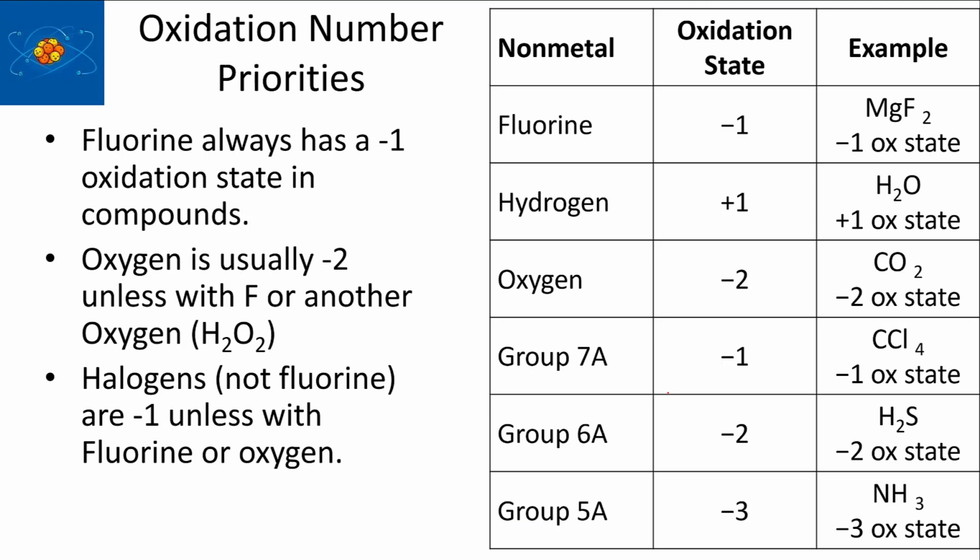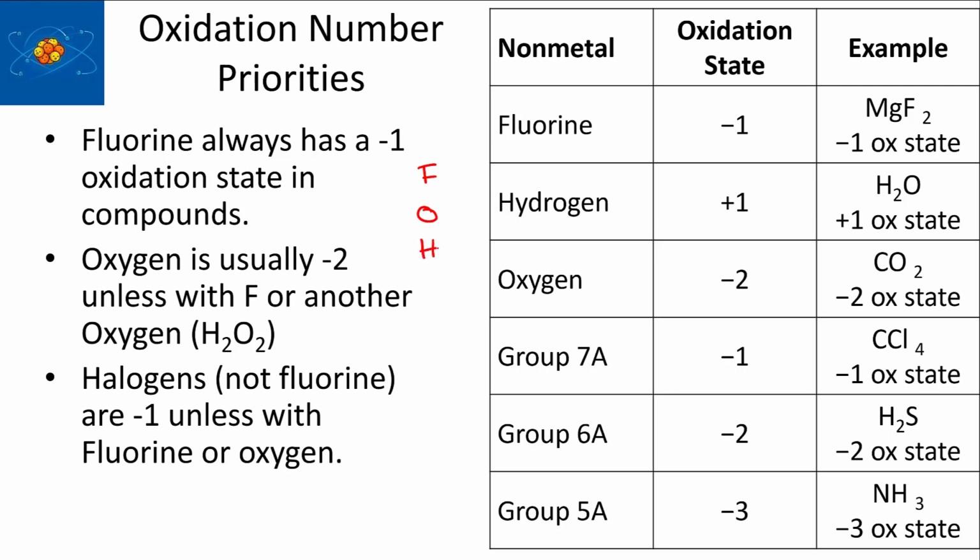Now there are some rules, and it gets a little bit confusing. I try to simplify it a little bit. Essentially, these are the rules from the book, but fluorine is always -1. Oxygen is always -2 unless it's with fluorine or unless it's with another oxygen. Now, halogens are always -1 unless they're with fluorine or oxygen. So basically the hierarchy is this: FOH.